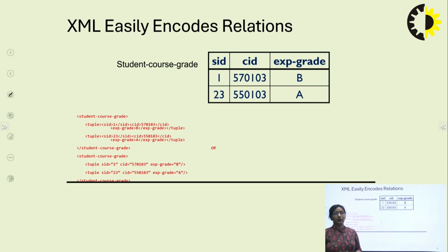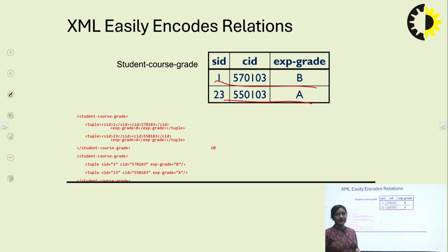Now these are the encoded relationships. What is there? Like we are having a student course grade relation. We are having 3 columns for it, like SID, CID and the grades. Suppose the student ID is 1, the CID is given over here, and the grade is also given. Similarly, we are having 2 entries for this particular thing.